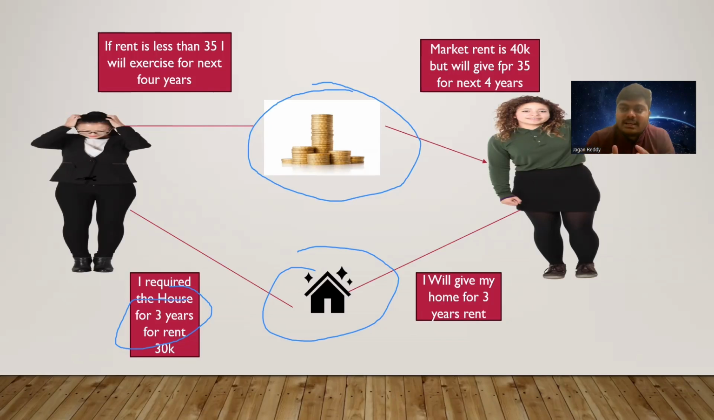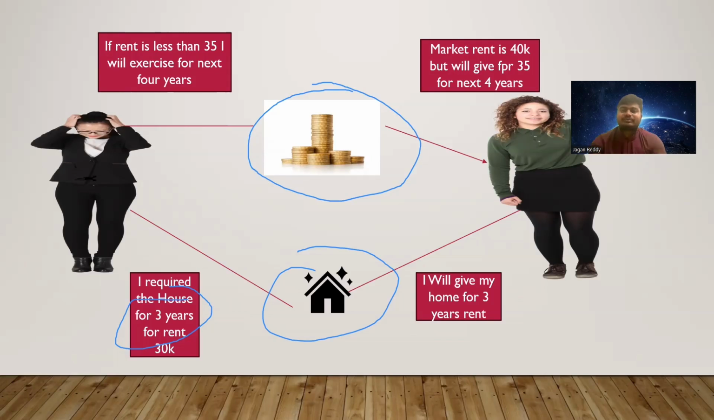And again, in the lease agreement, what have they mentioned? Even though the market price is 40K, I will give it to you for 35K after 3 years for the next 4 years. What is the market price? 40K. What is the lease rental? 35K. Is it beneficial to the lessee or not? Say yes or no. Yes, sir. So if it is beneficial to the lessee, then it would be exercisable. So here the lease term is 3 years plus 4 years, that is 7 years.